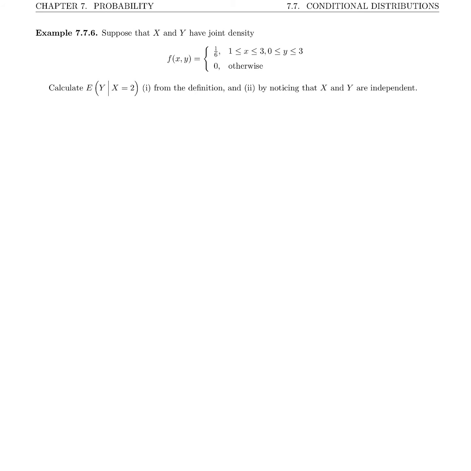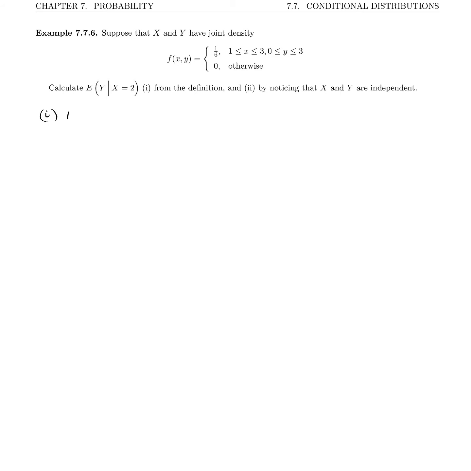In this video, we're doing example 7.7.6, where we're asked to look at variables x and y that have joint density function here, and then calculate the expected value of y given that x is equal to 2. Two ways. One, from the definition, and two, by noticing that x and y are independent. So let's start by setting up the first.